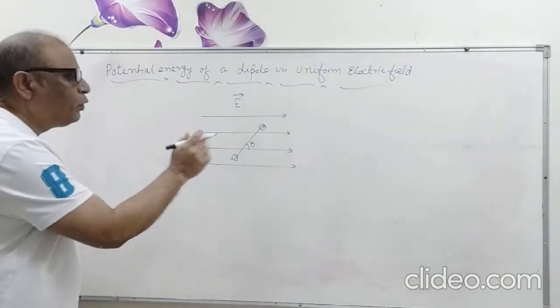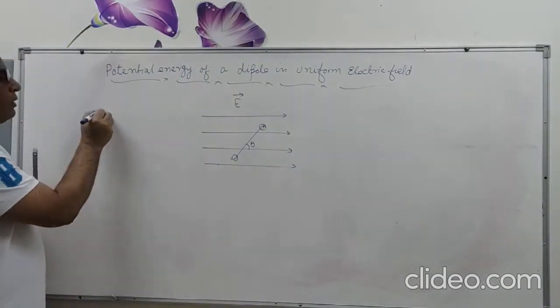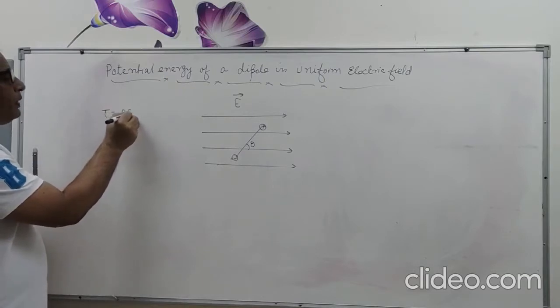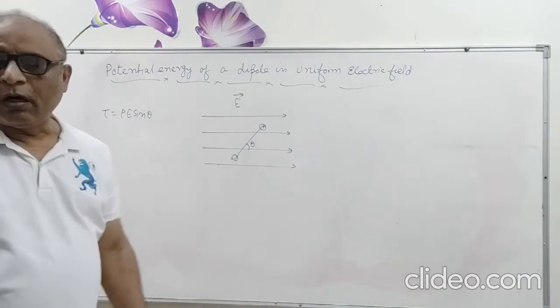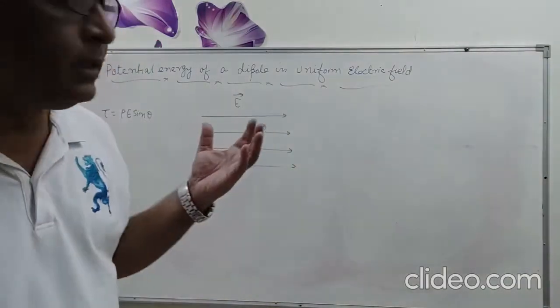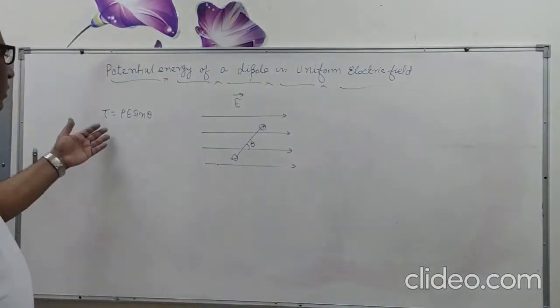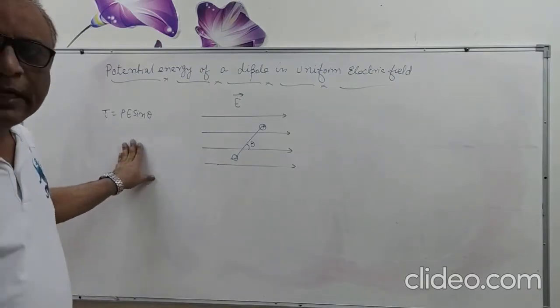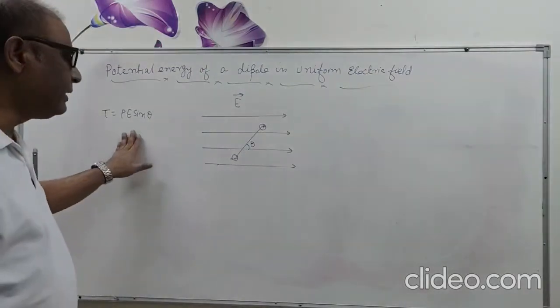Then you know that torque is equal to PE sin theta. We have already discussed how to find that torque is equal to PE sin theta, where P is the dipole moment and E is the electric field.